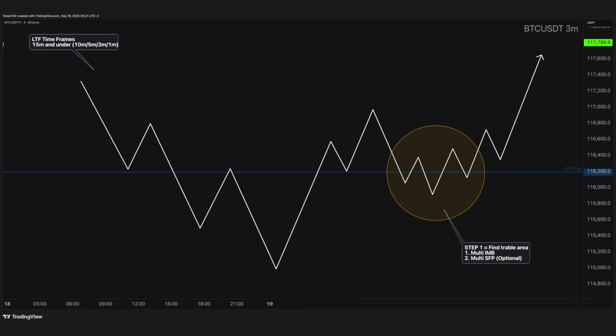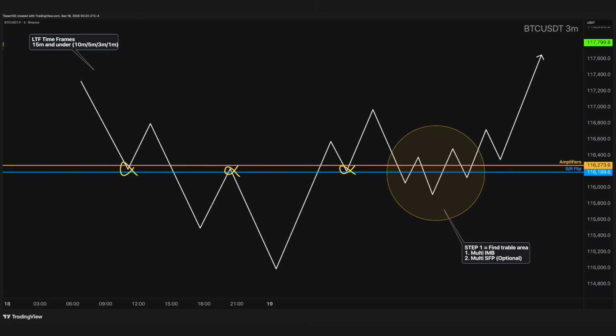Now, for your next step, it is really beneficial to look for a support and resistance flip zone, or even what I like to call a masterclass amplifier, like the previous day's high or week's high. These are natural support and resistance flip levels, and it makes your trade setups much stronger. Perfect! You have now completed both step 1 and step 2. Now we move on to step 3.